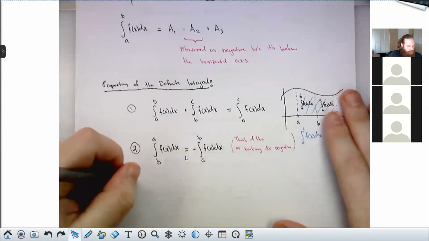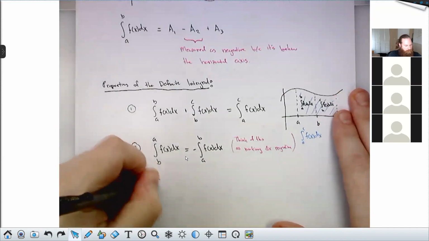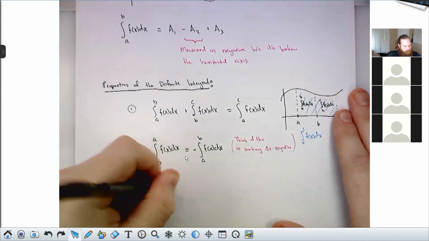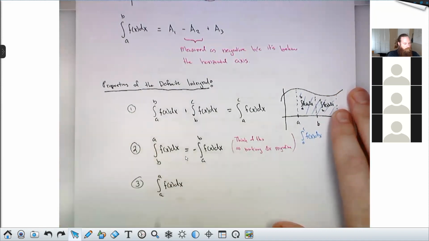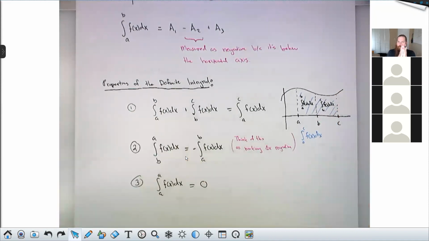So I'm going to go ahead and add these on right now, and then we'll look at examples in a minute. Another important fact here is that if you integrate from a to a, f of x dx, you're asking for the area under the curve, f of x, from some number to that same number. This is always 0, because the width of that region is 0. So the area has to be 0.